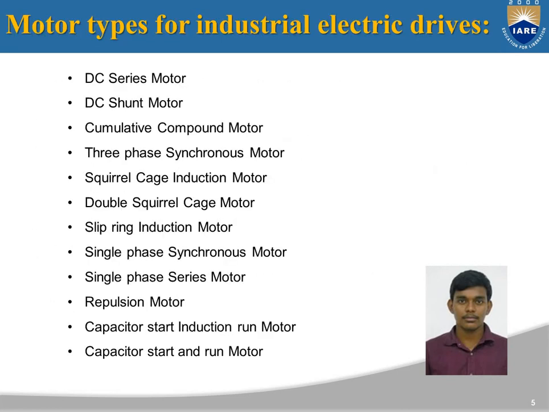And here come the different types of industrial electric drives, which are different types of motors: DC shunt motor, DC series motor, compound motor, three-phase synchronous motor, squirrel cage induction motor, double squirrel cage motor, slip ring induction motor, single phase synchronous motor, single phase series motor, repulsive motor, capacitor start induction motor, and capacitor start and run motor. There are nearly 12 different types of motors that are used in present-day industries.